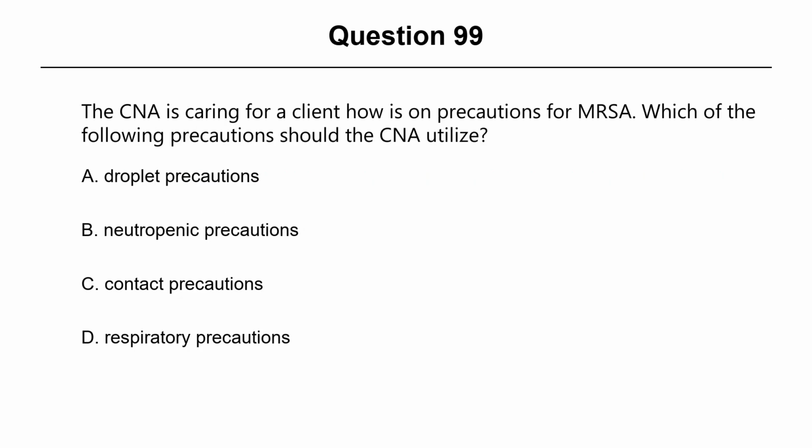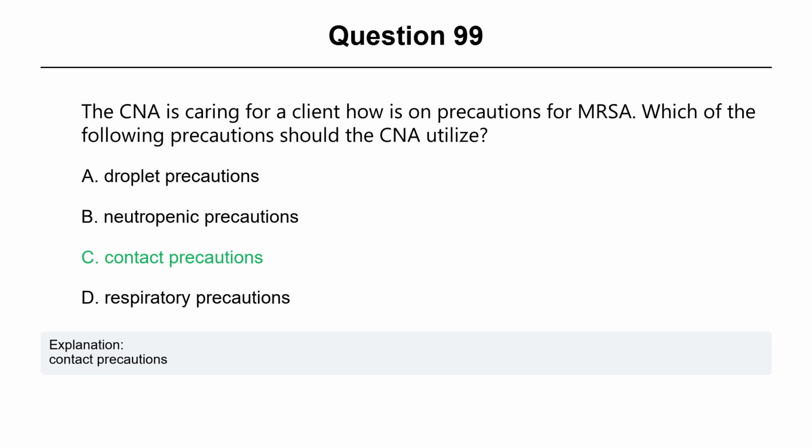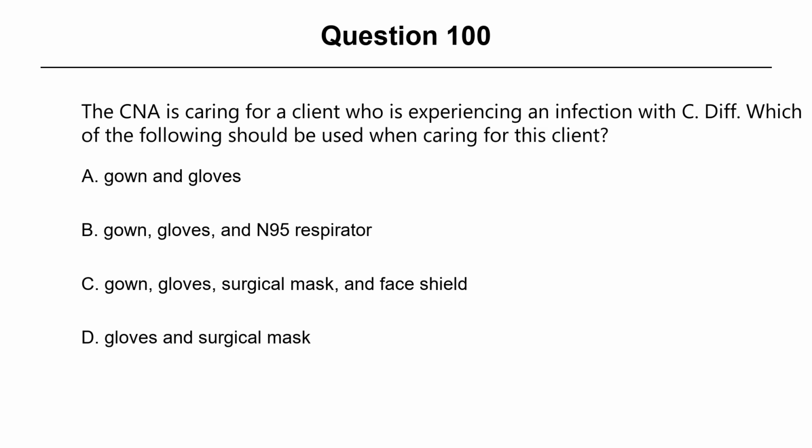Question 99. The CNA is caring for a client who is on precautions for MRSA. Which of the following precautions should the CNA utilize? Option A, droplet precautions. Option B, neutropenic precautions. Option C, contact precautions. Option D, respiratory precautions. The correct answer is option C, contact precautions. Question 100. The CNA is caring for a client who is experiencing an infection with C. difficile.